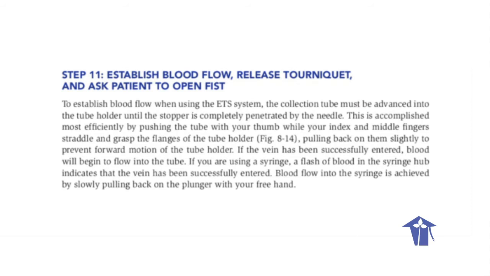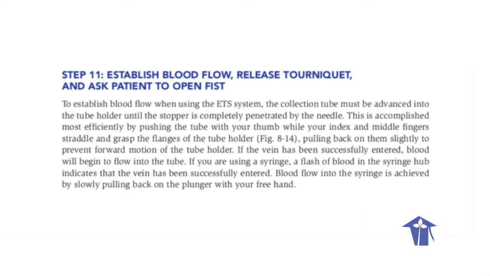Step 11, establish blood flow, release tourniquet, and ask patient to open fist. To establish blood flow, when using the ETS system, the collection tube must be advanced into the tube holder until the stopper is completely penetrated by the needle. This is accomplished most efficiently by pushing the tube with your thumb while your index and middle fingers straddle and grasp the flanges of the tube holder, pulling back on them slightly to prevent forward motion of the tube holder.